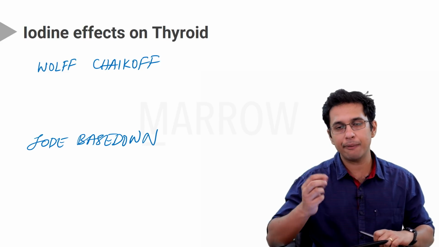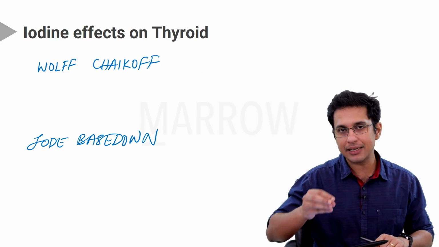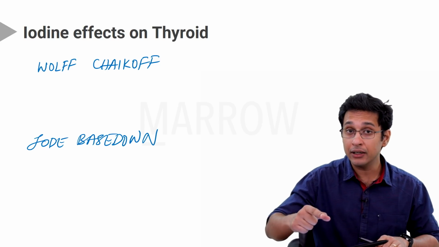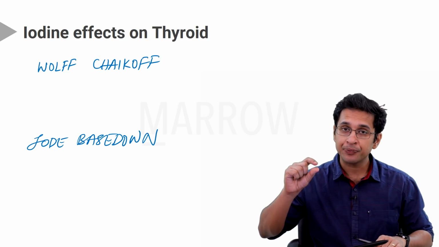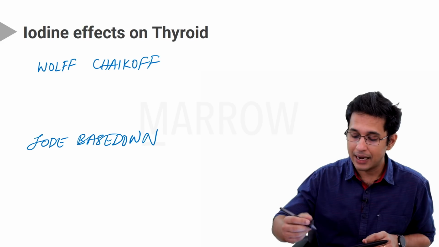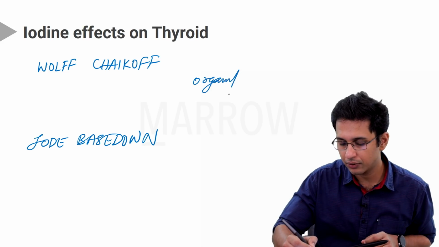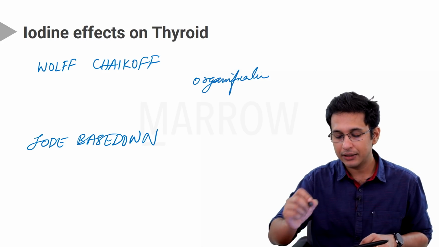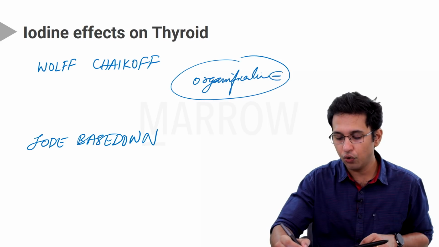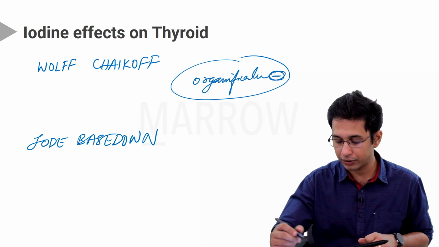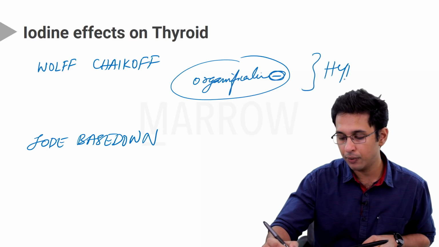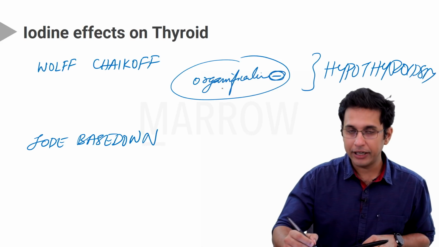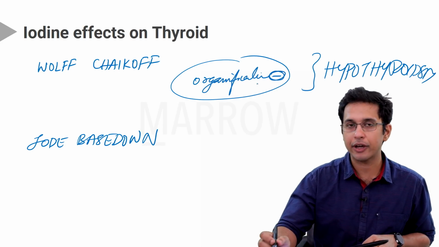Then the body itself has a protective mechanism where excess iodine inhibits a step in the process of thyroid hormone synthesis, so it causes hypothyroidism. Excess iodine paradoxically inhibits thyroid hormone synthesis, and that part is organification. Organification is that part where iodide is converted to iodine and then coupling. That organification is actually inhibited. So Wolff-Chaikoff effect: excess iodine inhibits thyroid hormone synthesis by inhibiting organification, resulting in hypothyroidism. Protective mechanism.